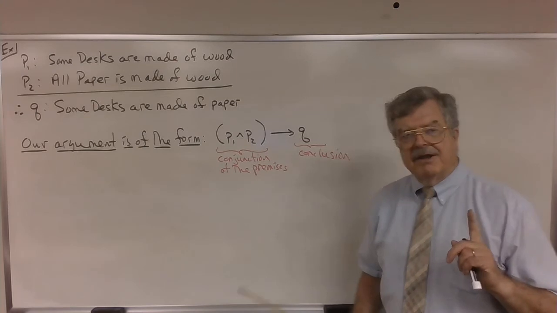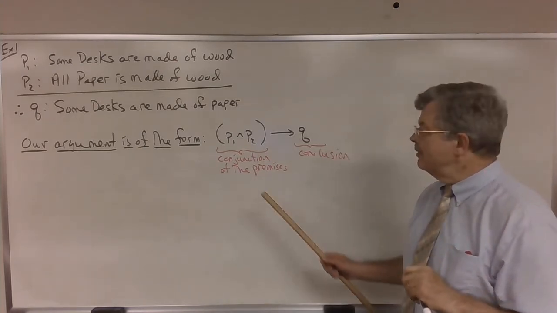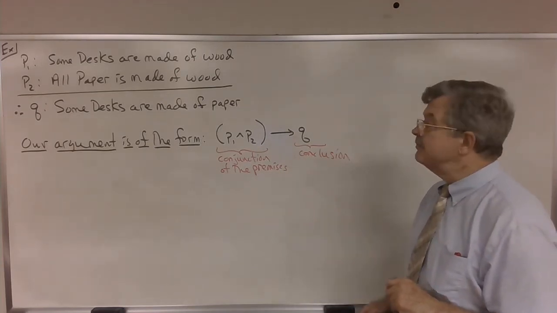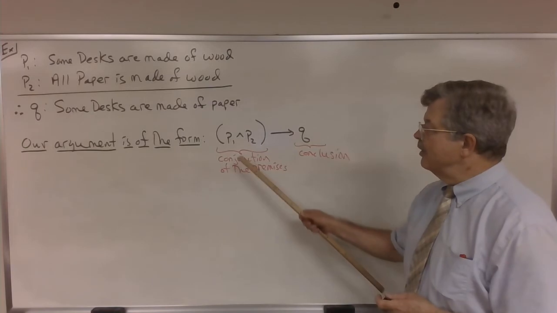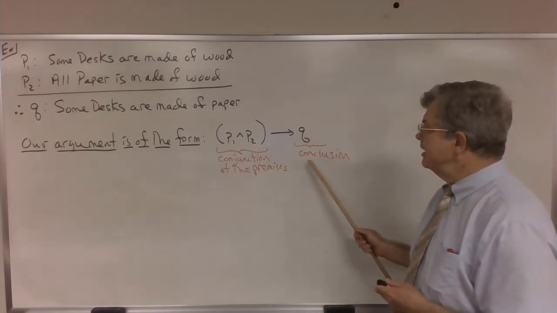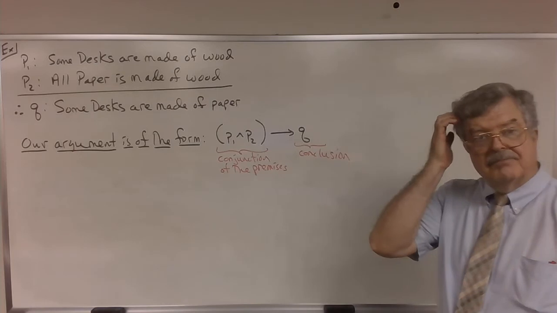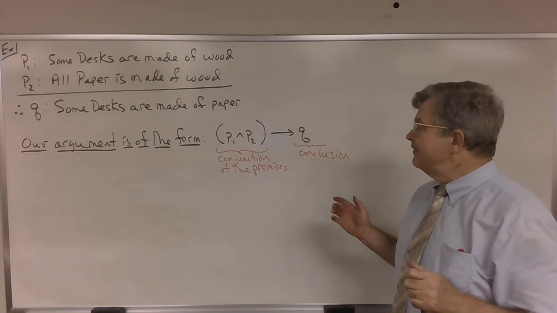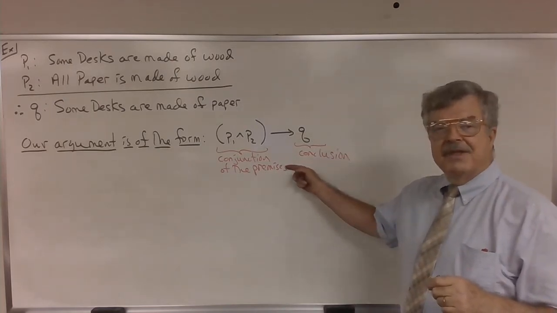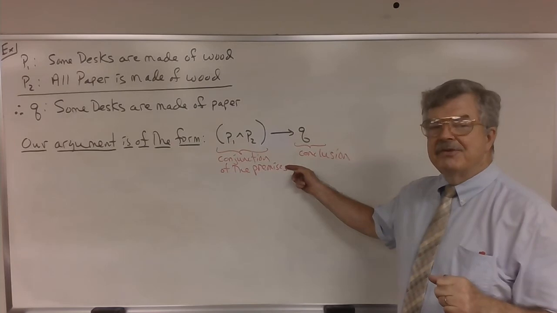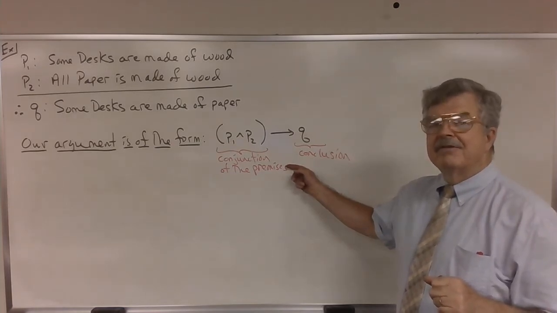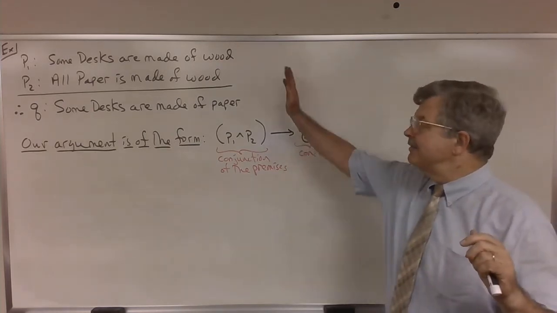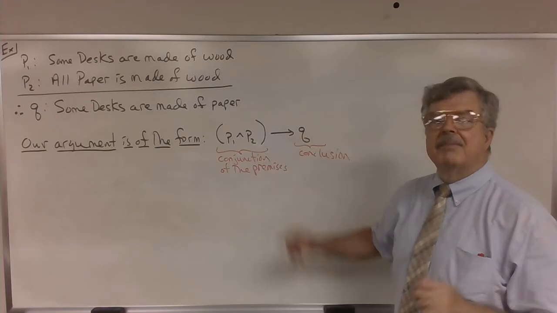And remember what an argument is. It's a statement of the form, conjunction of the premises implies the conclusion. So our argument is of the form P1 and P2 implies the conclusion. And this argument is valid if this is true for all combinations of truth values for P1 and P2, or for all combinations of the truth values of the simple statements that make up this argument.